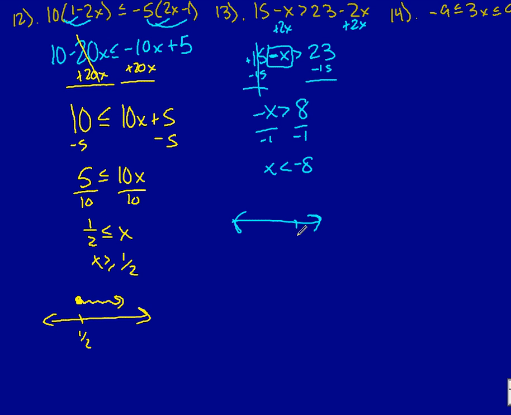So there's 0, there's negative 8. I'm going to be open and shading to the left.